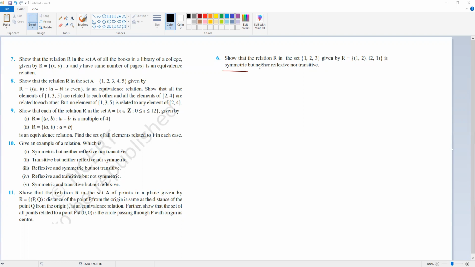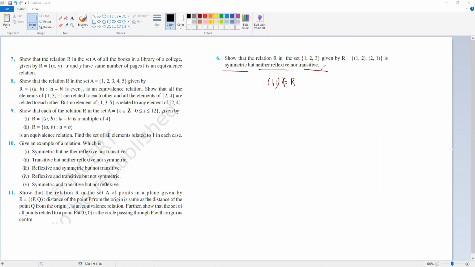Now it is neither reflexive. Neither reflexive means, you can see, if it is reflexive then (1, 1) should have been there, (2, 2) should have been there, (3, 3) should have been there. None of them is in the relation. So it is not reflexive.